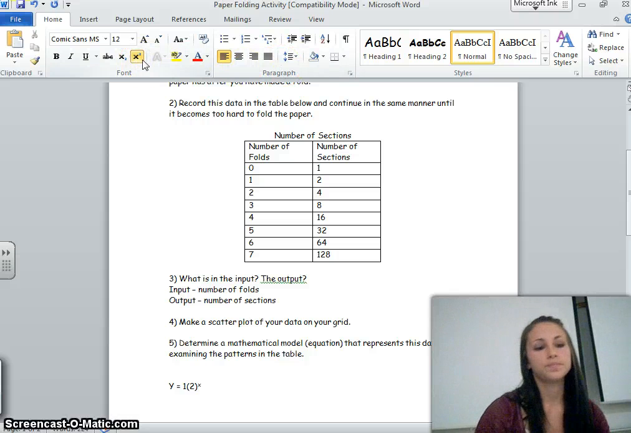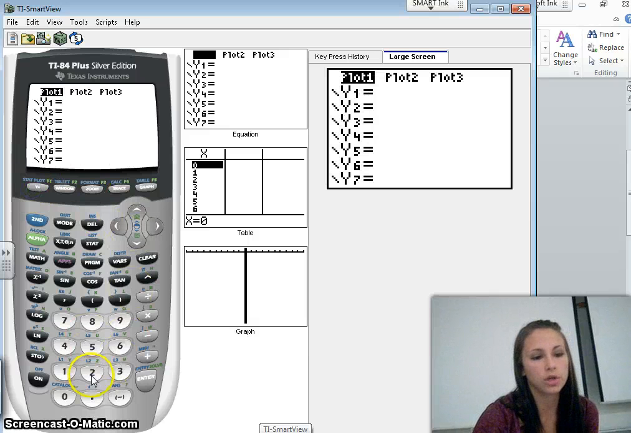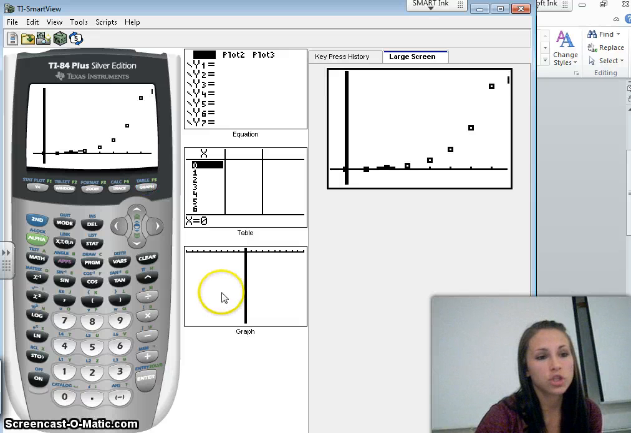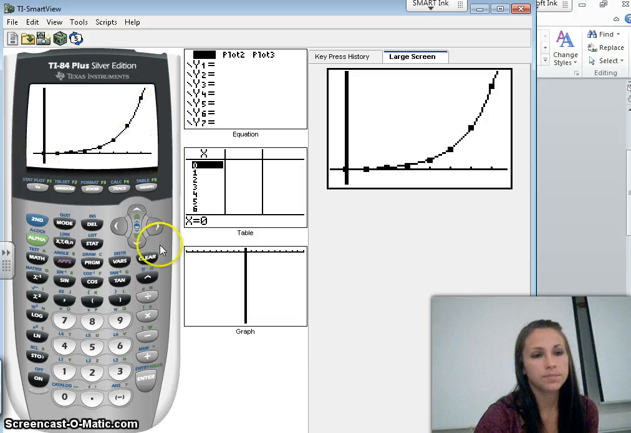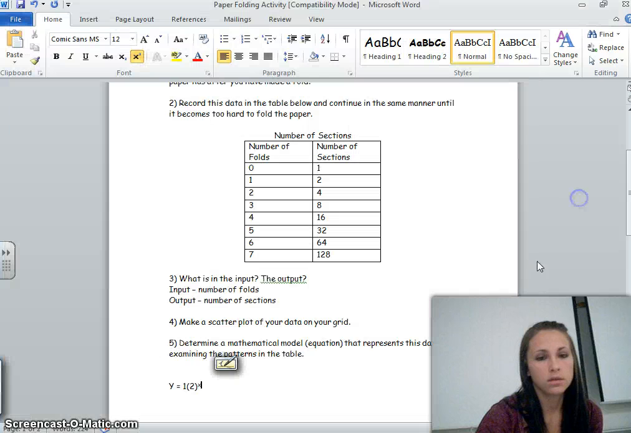So that's my model. And so then, if I were to plug that into the calculator, y equals 1 times 2 to the x, and the 1 doesn't really change anything, so I could just type in 2 raised to the x. If I look at my graph, that should be a perfect fit going through all of those points. And it is. So there is my equation and my scatter plot.